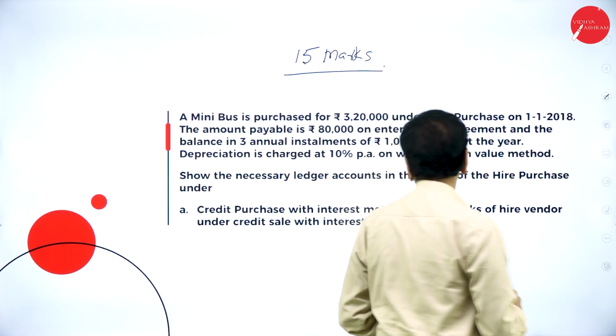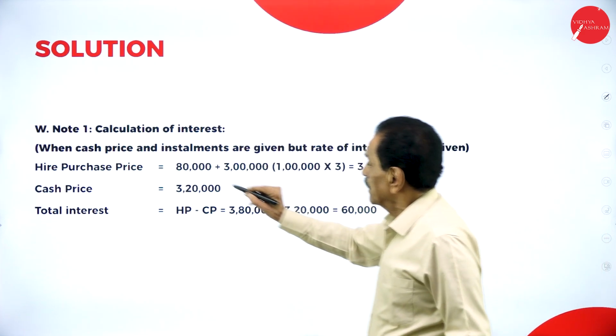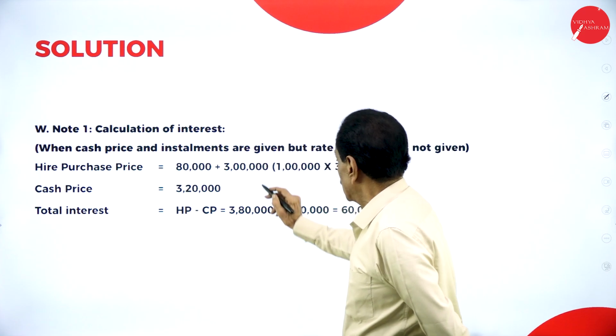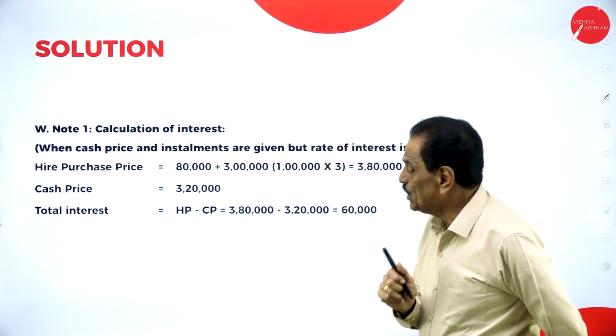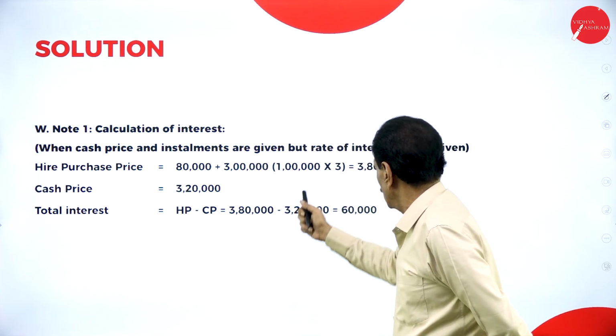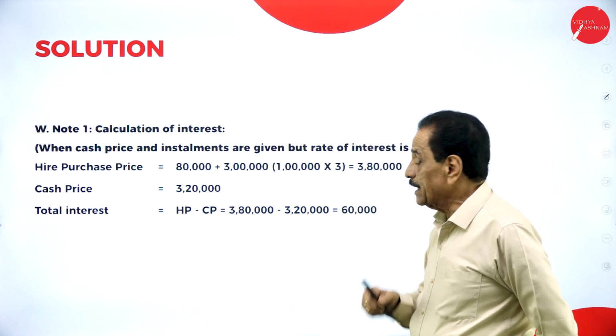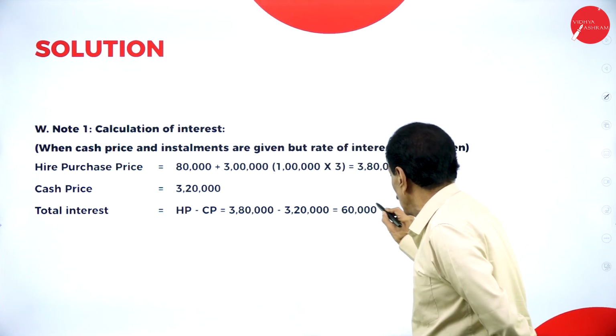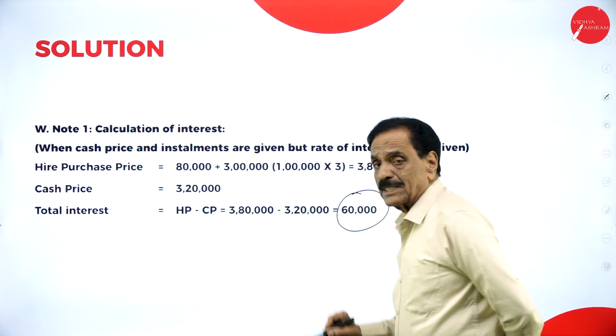So we'll move on now. Here, calculation of interest. What's the down payment? 80,000. 3 installments of 1 lakh each. 1 lakh into 3 is 3 lakh. Totally he paid 3,80,000. Real cash price is 3,20,000. How much did he pay more? 60,000, which is considered as interest.